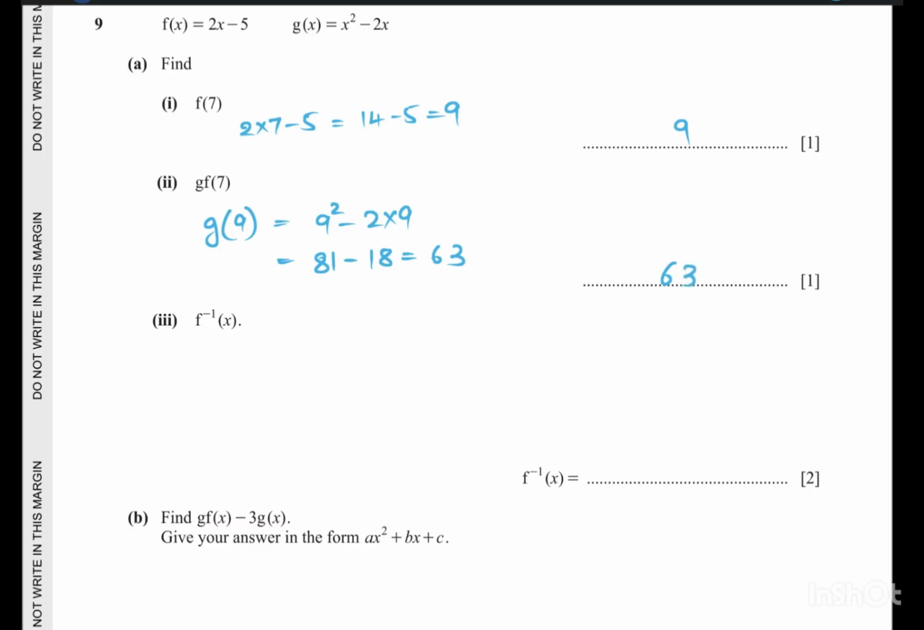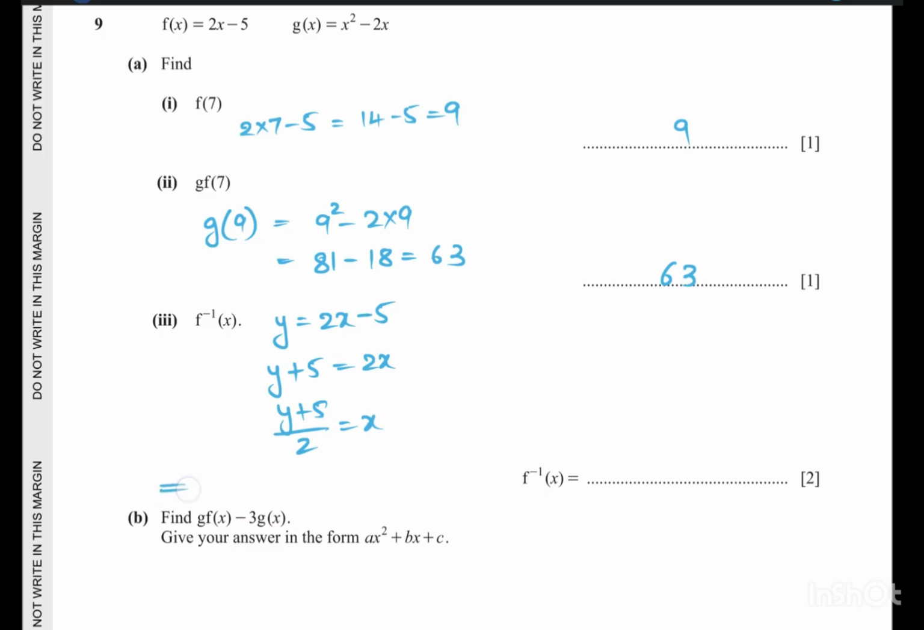Third one, f inverse of x. So whenever inverse function is asked, you will have to take, let y be the function, y is equal to the given function, and keeping x here, bring all the other terms and numbers to the left hand side. So first I will bring 5 with 2x on the right hand side, then keeping x, bring 2. So y plus 5 by 2 will be x.